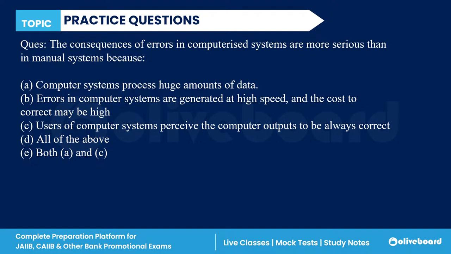The consequences of errors. So, Hema, if we talk about the error, what are the consequences of errors? Okay, so errors in the computers involve a huge amount of data. The users of the computer perceive the computer output to be correct. These are the two main things due to which the errors are more serious in the computer than in the manual system, right? So if we talk about this question, A and C is the correct answer. E is the correct answer, right?